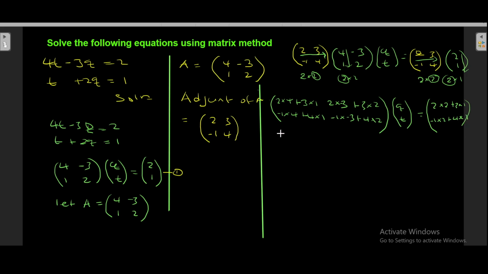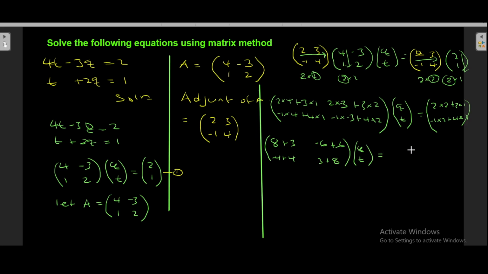Okay, let's try to add up here. If you work out this side, you're going to have 2 times 4, it's going to give us 8, plus 3. Here it's going to give us negative 6 plus 6. Here it's going to give us negative 4 plus 4. It's going to give us 3 plus 8. Close the bracket. This is q and this is t.